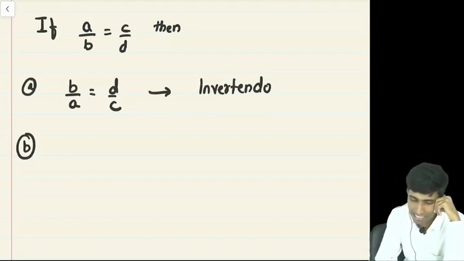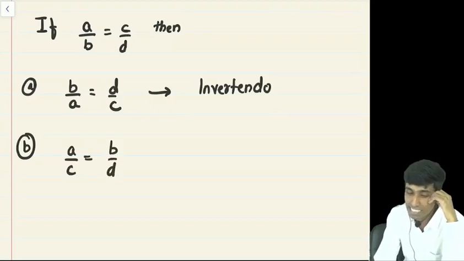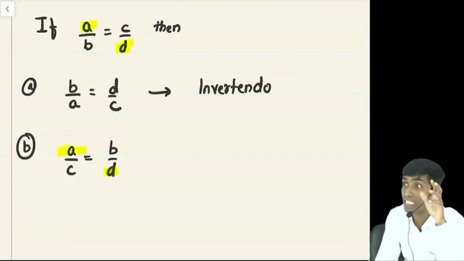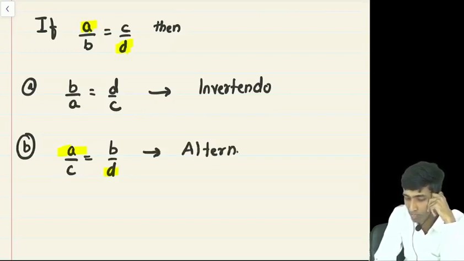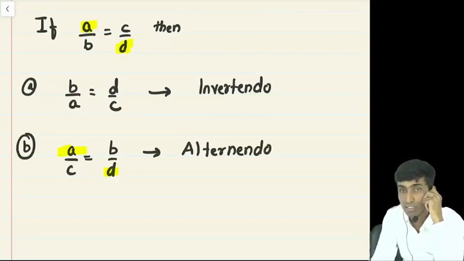If I change it like this now, A by C is equals to B by D. Can you see what I did? No, not cross multiplication. A is there itself where it was. D also is there itself where it was. Only I changed C and B. It is called alternando.